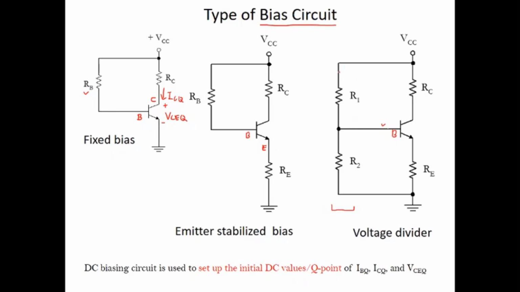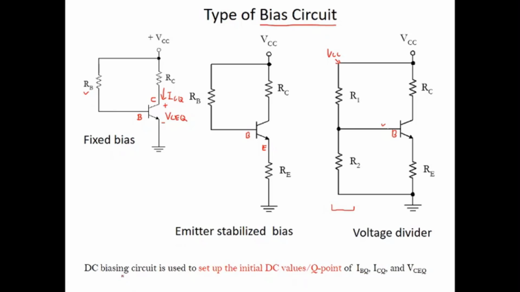So the voltage that will be applied to the base will be the voltage division between R2 and R1. Because we apply VCC at this point, the voltage here involves a voltage division between R2 and R1. That's why it's called a voltage divider. So we have these three types that will be covered in this course: the fixed bias circuit, emitter stabilized bias circuit, and voltage divider bias circuit.